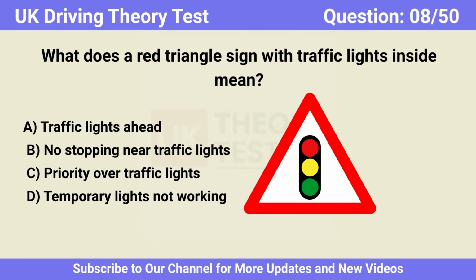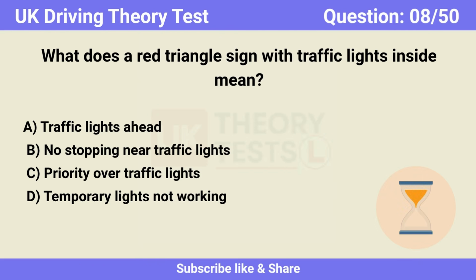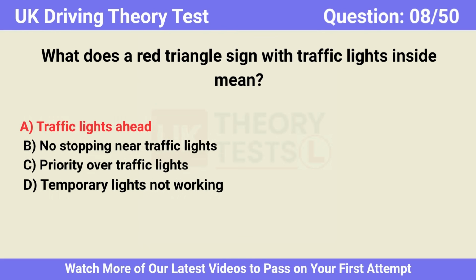What does a red triangle sign with traffic lights inside mean? A. Traffic lights ahead. B. No stopping near traffic lights. C. Priority over traffic lights. D. Temporary lights not working. Correct option is A. Traffic lights ahead.